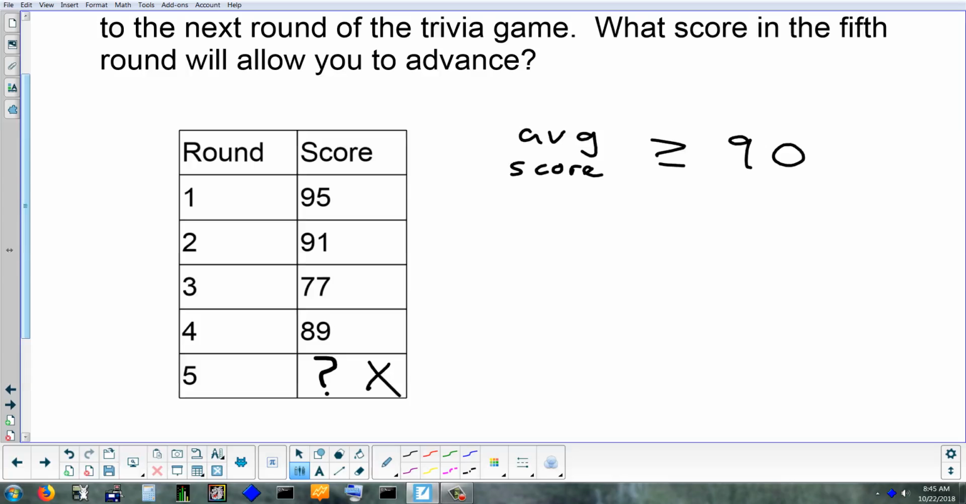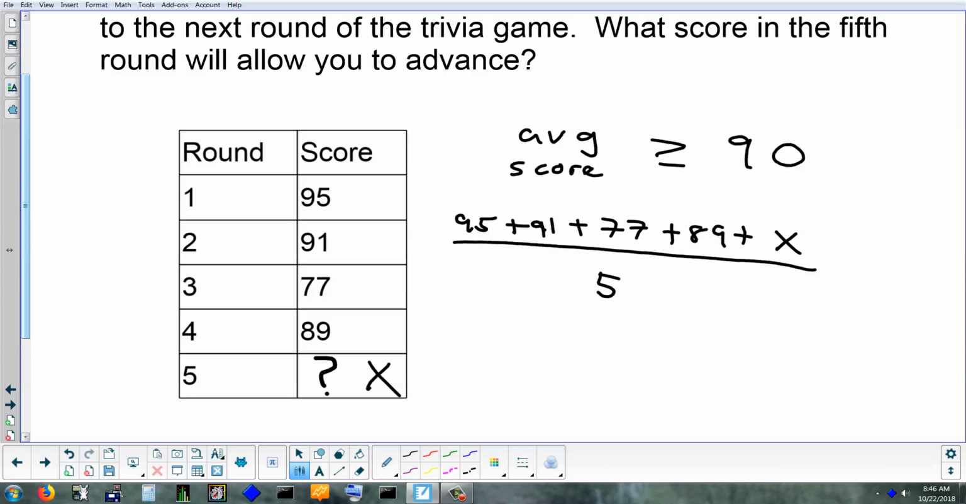Now, if I wanted to average all 5 of those, what do you do with these numbers to average them? You add them. So the average would be 95 plus 91 plus 77 plus 89 plus x. So when I add them all up, is that the average? No, what else do I have to do? Yeah, divide by 5. So you add up all the scores, 95, 91, 77, 89, and x. You divide by 5, that's the average. And we want the average to be at least what number? 90.